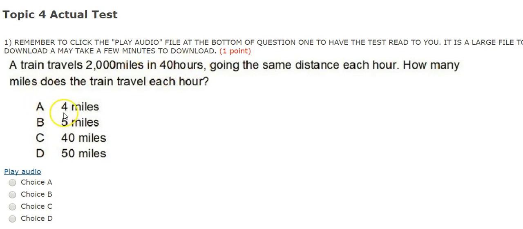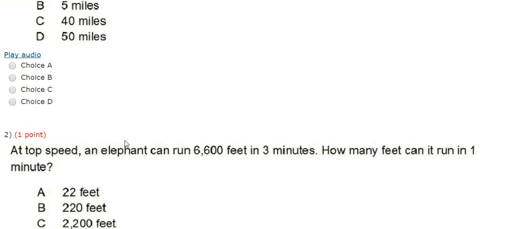Is it 4 miles, 5 miles, 40 miles, or 50 miles? Choice A, choice B, choice C, or choice D. Match them up from the selections from above.